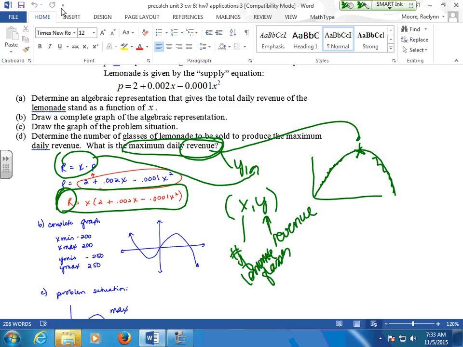You don't have any other Y here. There's no other Y, so the Y that comes back is your revenue. The X is the number of glasses. So you put it in your graph, and the complete graph means if I multiply this out, X times X squared, isn't that a cubing function? So my cubing function should be more than just a parabola.